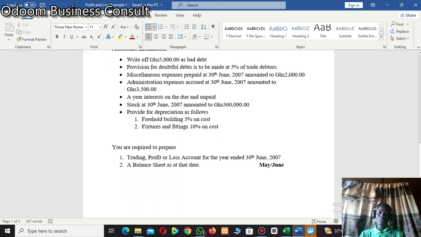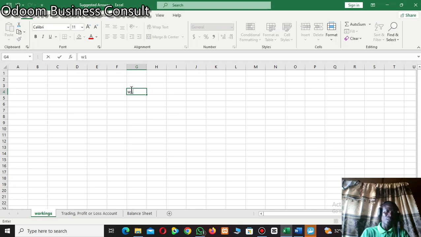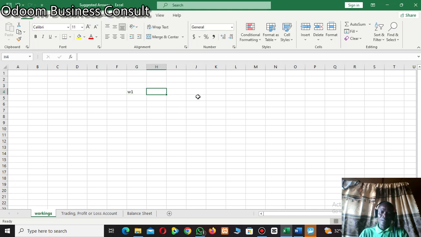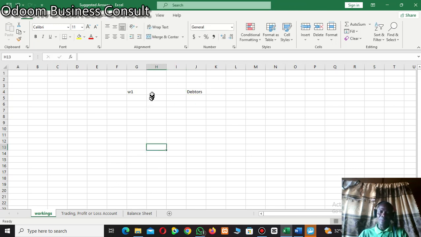Without much ado, let's see how we can do that in our solution. Always in a question like this, you should have a section for workings. So here we can write Workings 1, so that the examiner can know where certain figures are coming from. Here in Workings 1, we open the debtors account, because you have to reduce the account by the bad debt that we cannot recover.